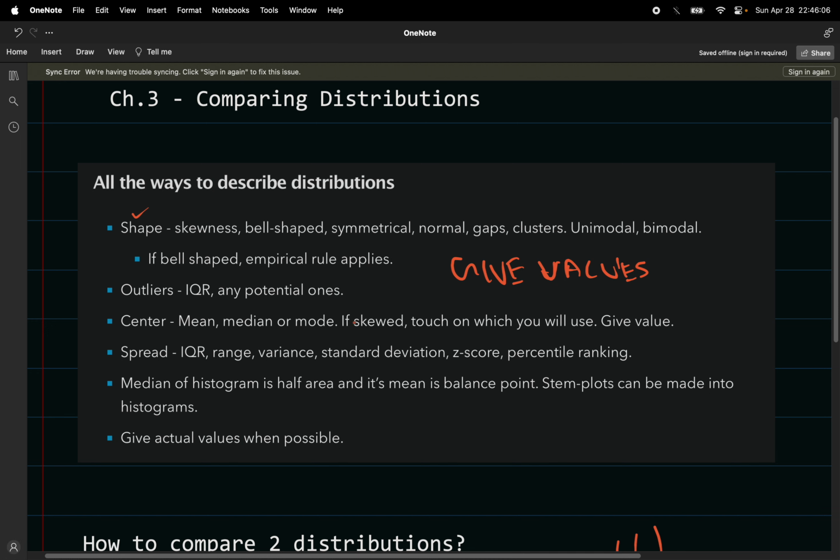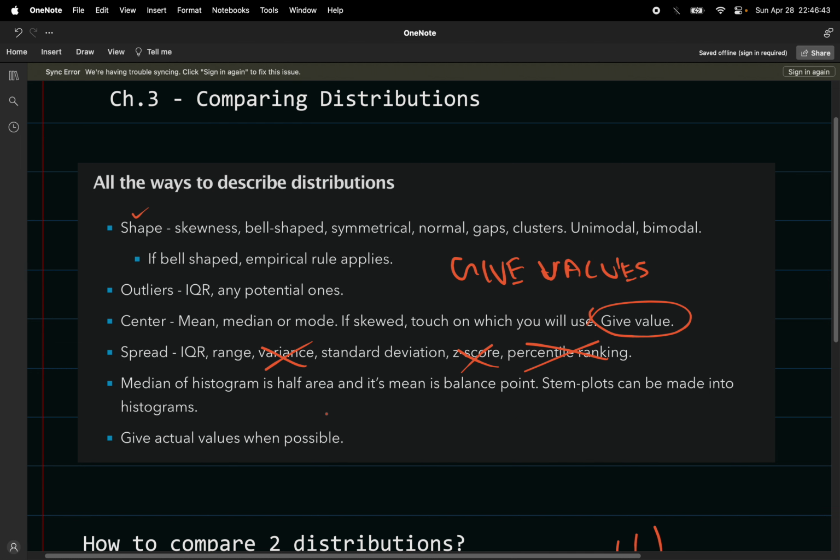Whatever, right? If it's skewed, we touched on this last time, if it's right skewed, then the mean will be a little bit ahead of the median. And if it's left skewed, then the mean will be a little farther to the left than the median. So you should say those things. Spread: not so much z-score, not so much percentile ranking, but these 4 things: IQR, range, variance, standard deviation. You don't usually want to give variance, you just give standard deviation. So do that. Oh yes, I said it here as well.